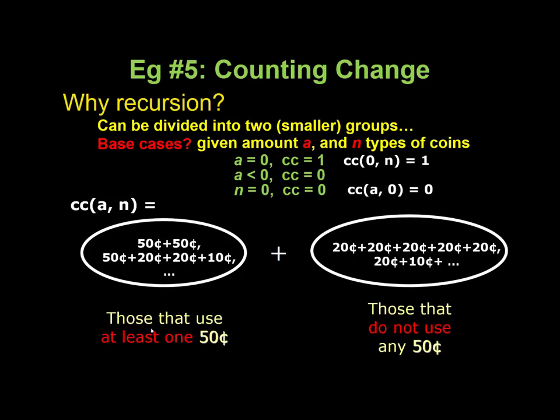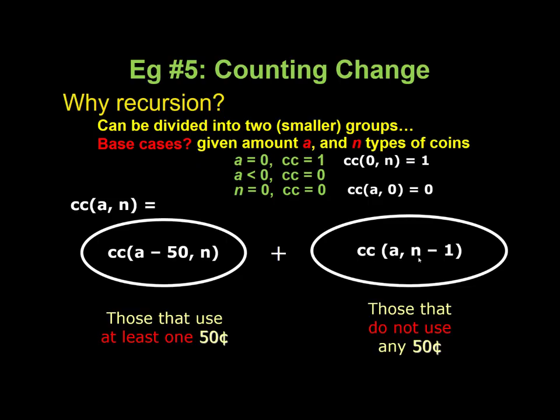Now what about this one? This one is with at least one 50 cent coin. So the amount A must be subtracted away with the 50 cents. And the number of types of coin remains as n because we can continue using n types of coins. So it's CC A minus 50, n. What about this one? This one is those that do not use 50 cents. So the amount A remains the same and the number of types of coin n would have to be reduced by 1 to get rid of the 50 cents. So CC A, n minus 1. So these are the base cases with the formula, and this is the recursive structure to calculate CC A, n.